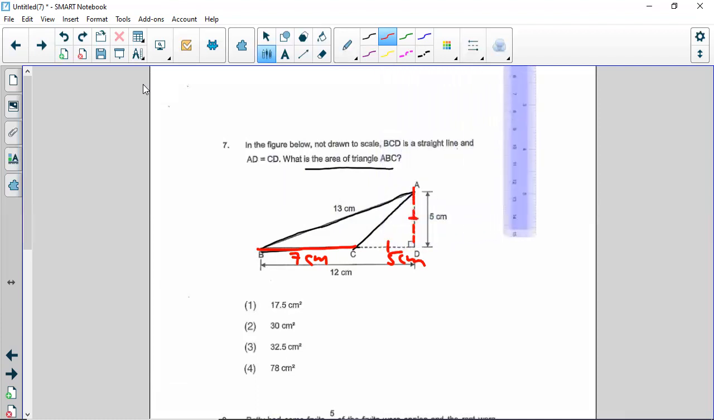Okay, once you know the heights already, then half times, and always put the half in front. Because if you don't put the half in front, you will forget to divide by 2. So half times 7 times 5. And then cannot cancel, right? You cannot cancel. So what do you do? Never mind. You just take half times 35. 7 times 5 is 35.